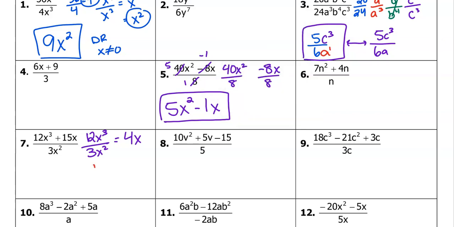My other part's going to come from 15x over 3x squared. Does 15 over 3 simplify? That's 5. How about x over x squared? Well, it does. It's going to be x to the power of negative 1. So this is going to be 5 over x.